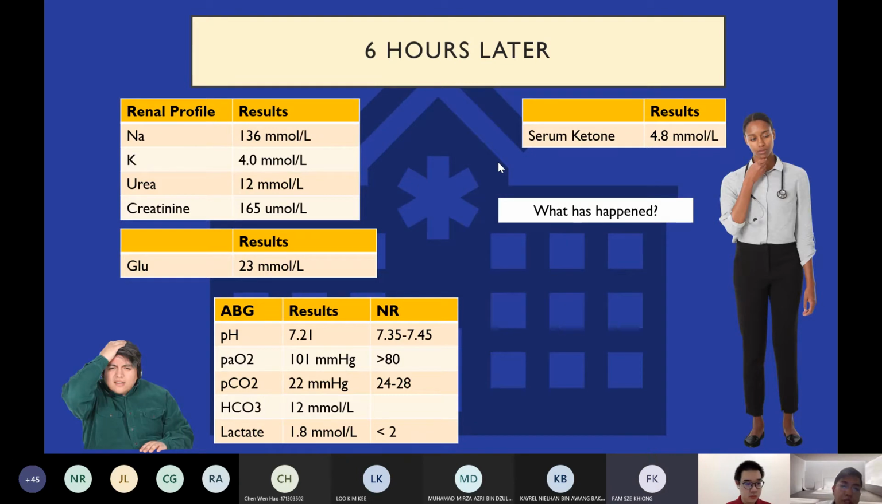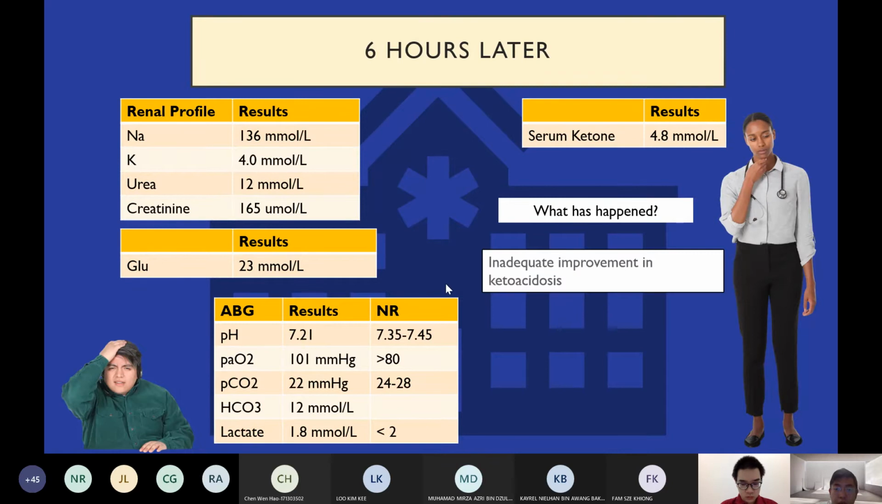Okay, so you see the ketosis is still there. The patient is still ketotic, still acidotic. The blood glucose is actually still on the high side, yeah? So it's inadequate improvement in the ketoacidosis. So what would you do at this point?